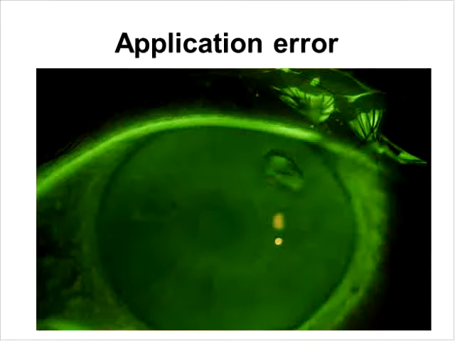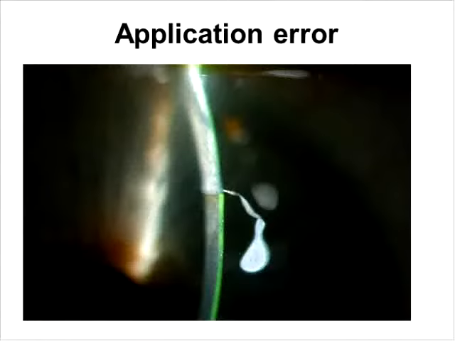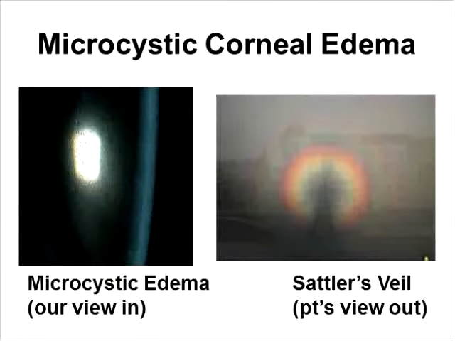And here's a case of an application error where this patient was rolling up as she applied her lens. Fortunately for her, the epithelium didn't break, but it definitely rolled up on itself. And here's another picture of that same area. And so we treated her by just aggressive lubrication, and that seemed to iron itself out within 2 days of this incident.